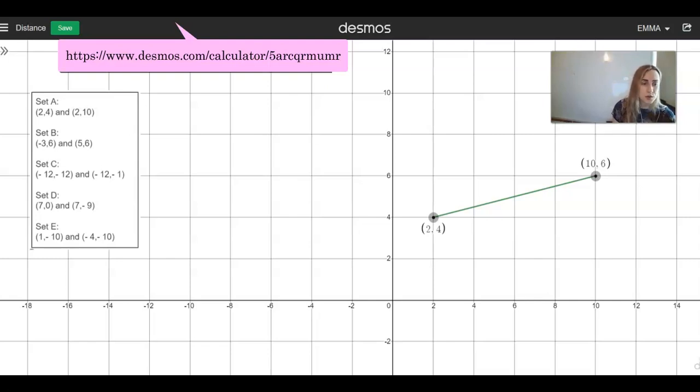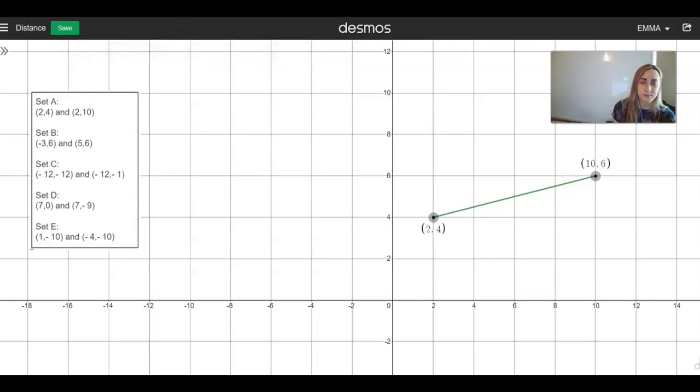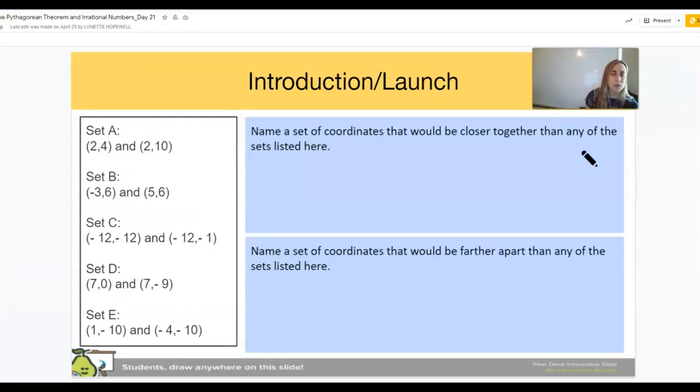So you can continue creating sets A through E if it's helpful to you. And then you can also move the points around to create your set that's closer together than any of these sets and your set that's farther apart. So take some time to play around with this if it helps you, and then we'll move back to our slides.